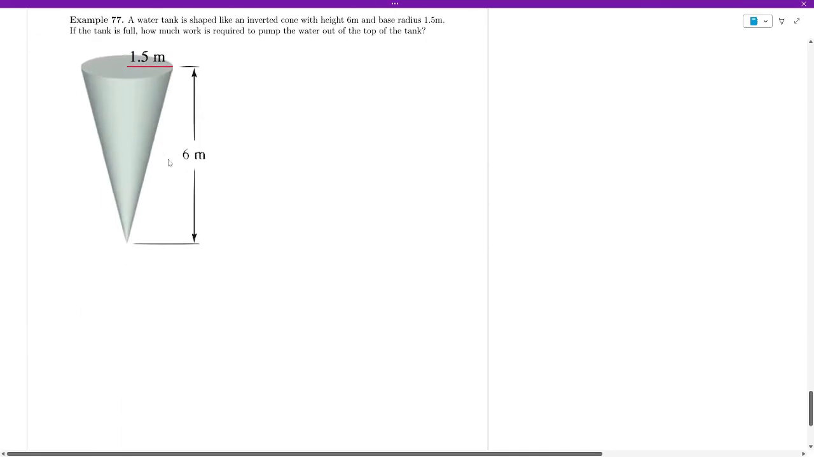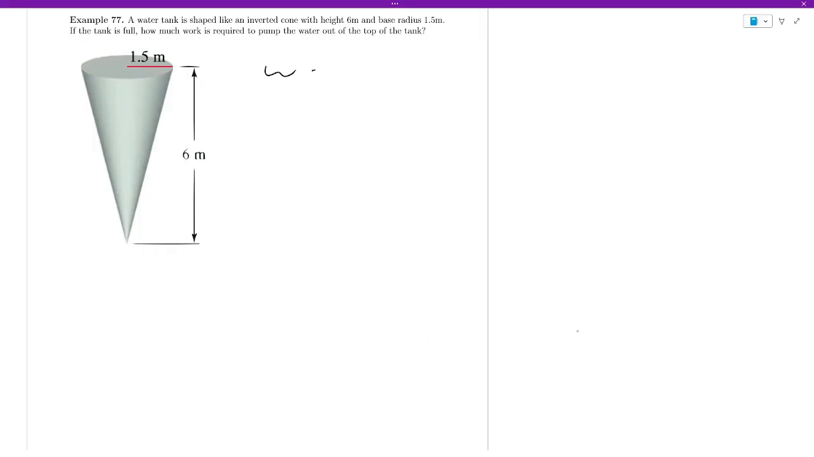So let's take a look at this example. A water tank is shaped like an inverted cone with a height of 6 meters and a base radius of 1.5 meters. The tank is full this time. How much work is required to pump the water out of the tank?